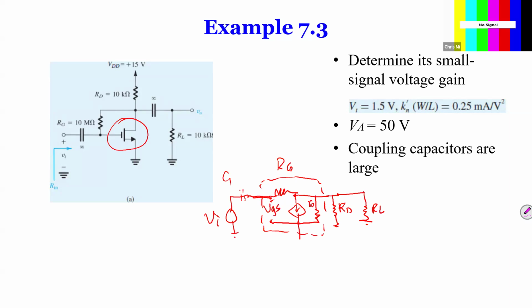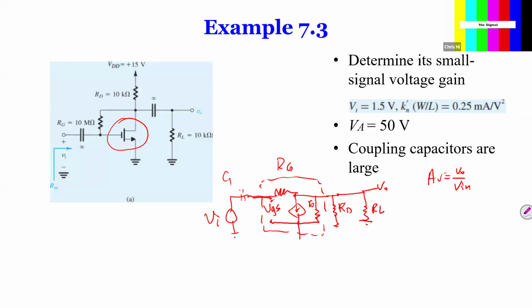So what we need to do is find the gain. The gain AV is VO over V in. Now remember, V in is equal to VGS in this case, right? Because the capacitor is shorted. So basically, the voltage here, VGS, is actually V in, so they're the same thing. Okay, so we need to find VO as a function of VGS.